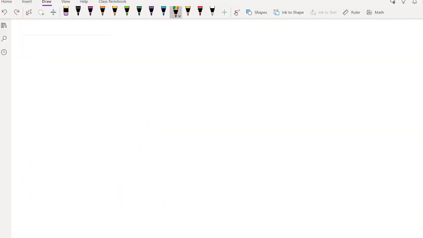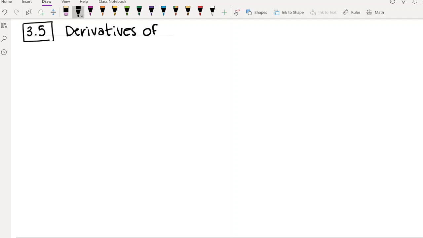Okay, so before we get started, this is still technically section 3.5 in the book. So we're going to be talking about derivatives of inverse trigonometric functions.